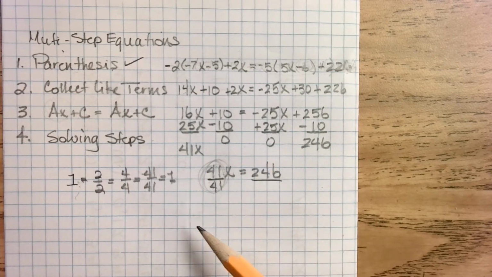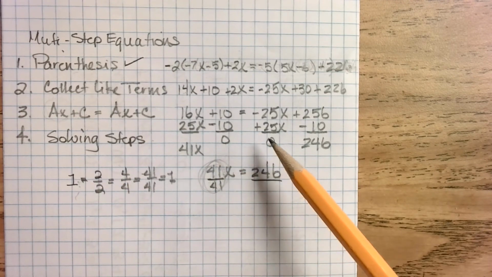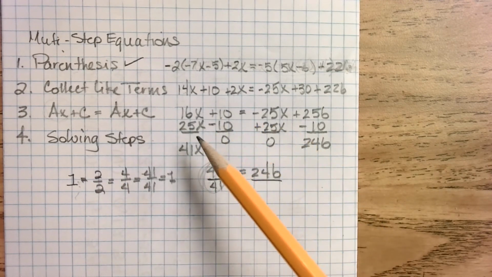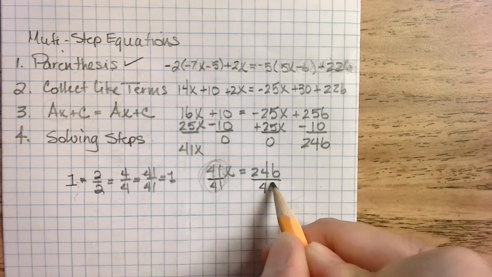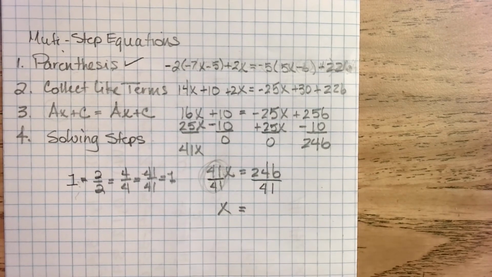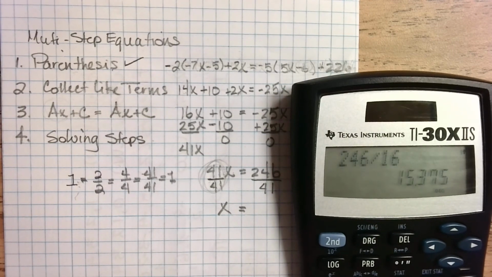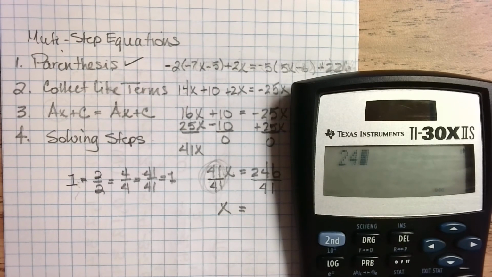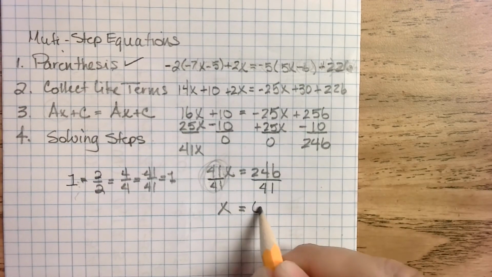So anytime in math, we're constantly trying to make something go to 1 or make something go to 0 to make our equations easier. Now, this last equation that we have is the easiest equation that you can get because that is x. It's just 1x. It's not 41. It's not 100 of them. It's just 1. Now I'm going to take my calculator. 246 divided by 41, and I get 6. So the answer to this problem right here is 6.